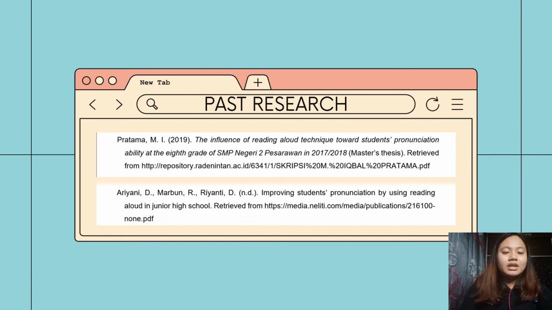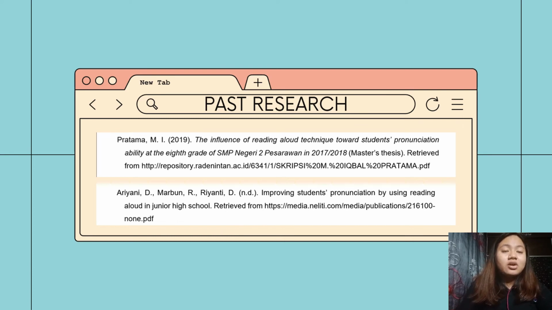Next, the relevant study that is related to this research is written by Dina Aryani, Rismaya Marbun, and Dwi Rianti. The activities were carried out in 3 cycles. In the first cycle, students pronounced the words independently. Meanwhile, in cycle 2, the teacher read aloud the text with the correct pronunciation, and the students would follow afterwards. Lastly, in cycle 3, the students would read the text on their own again.